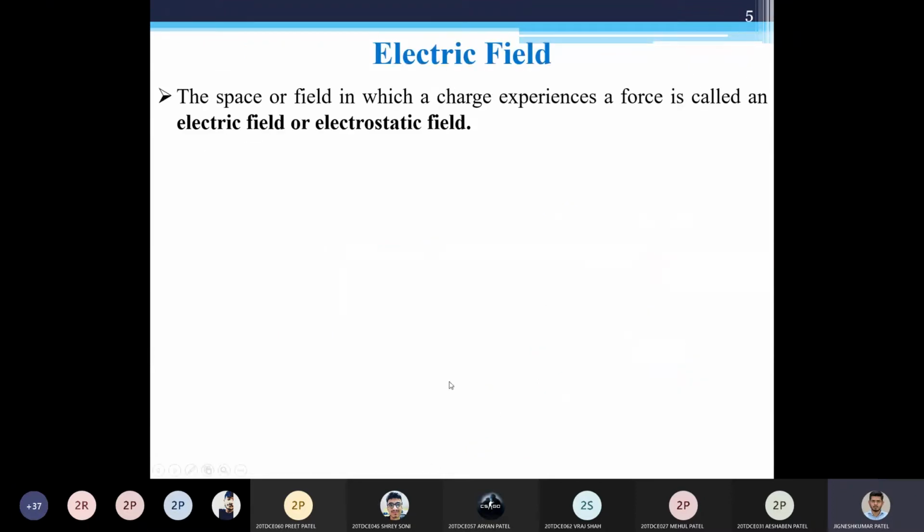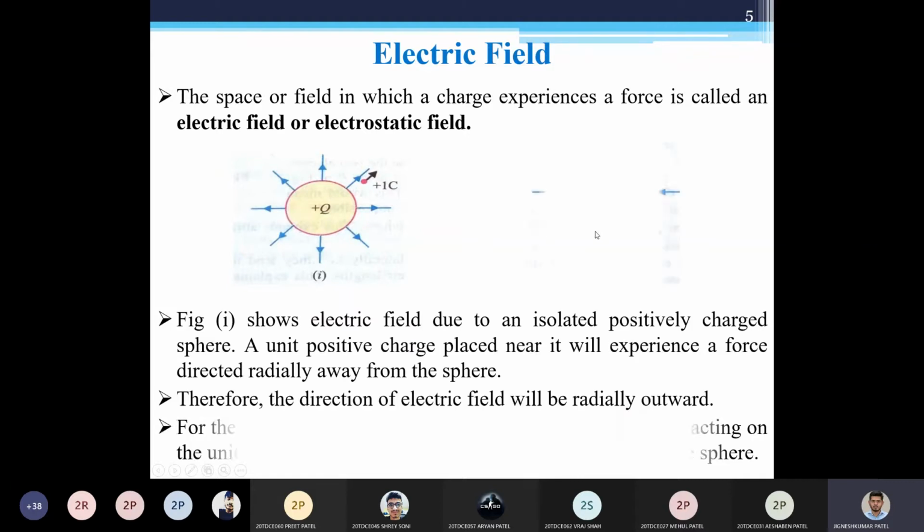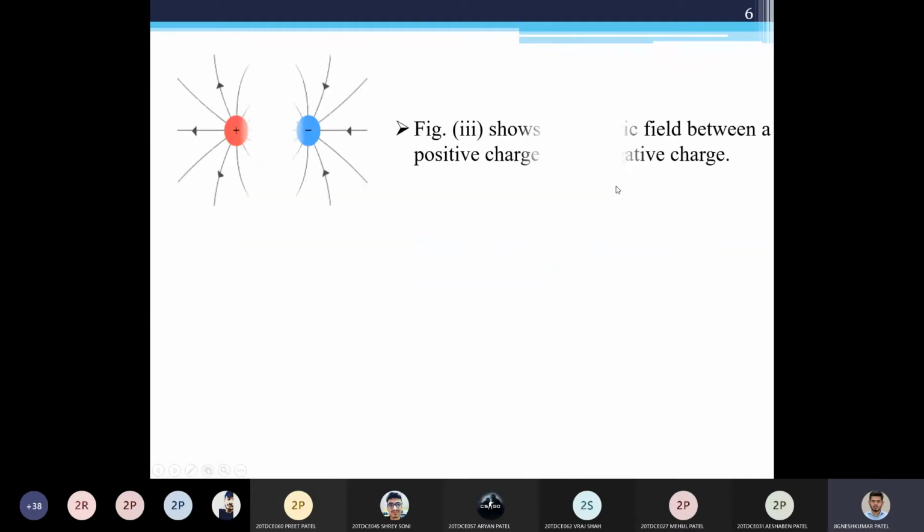Then we have seen what electric field is and how it works. Whenever there is a charge, the force is exerted in all directions perpendicular to the charge surface, and those force lines are nothing but the field lines. The lines along which the force acts are known as electric field lines. For a positive charge, the electric field lines go outwards. For a negative charge, the field lines come inwards. If a positive and a negative charge are placed in space, the field lines start from the positive charge and end at the negative charge.